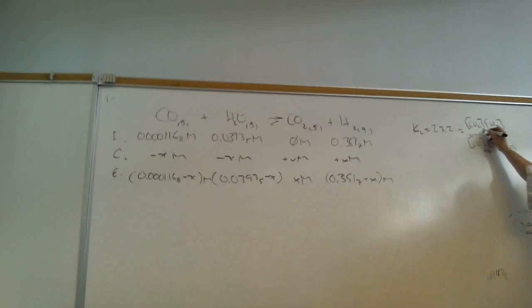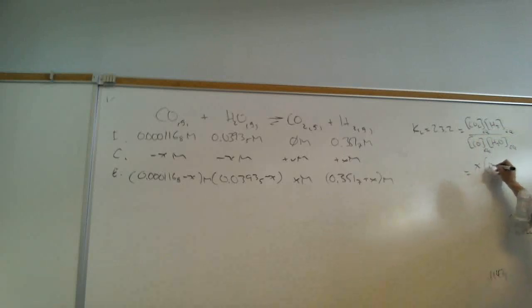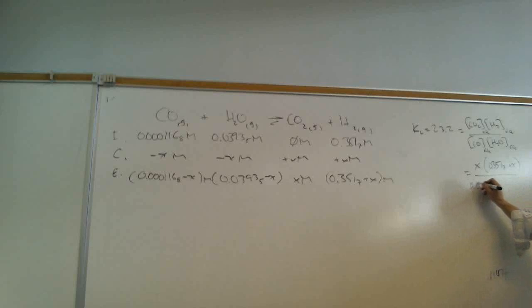Q. Pretty soon I'll stop writing these Q. And so this is going to be x times 0.3517 plus x, divided by 0.001168 minus x.